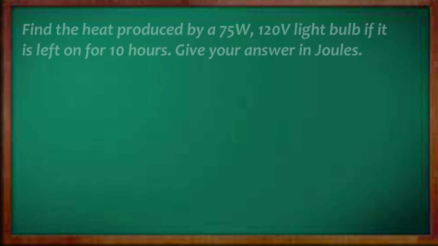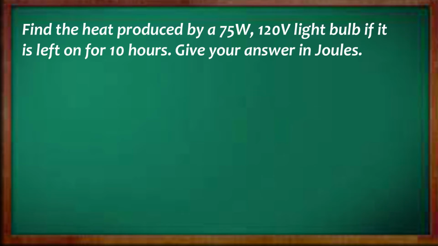Let's take another example. Find the heat produced by a 75 watts 120 volt light bulb if it is left on for about 10 hours. Give your answer in joules. Here the power is 75 watts, the voltage is 120, and the time is 10 hours, which we can rewrite as 36,000 seconds. We know that H is equal to I squared Rt.